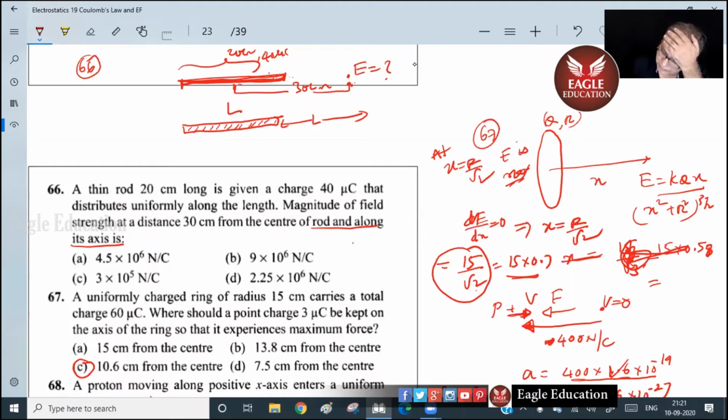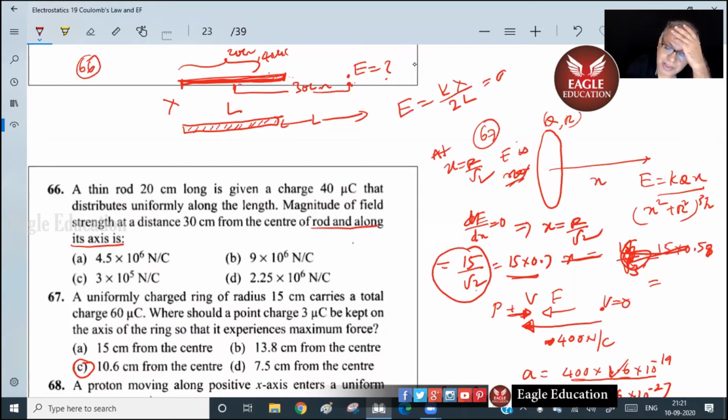This we did already. Supposing this is lambda, something like that. We wrote E equals how much? Could you tell me? Look into your notes and tell me quickly. K lambda by 2L, sir. Just L only you got. Are you sure? So Q by L square. Okay. So it is that only now.